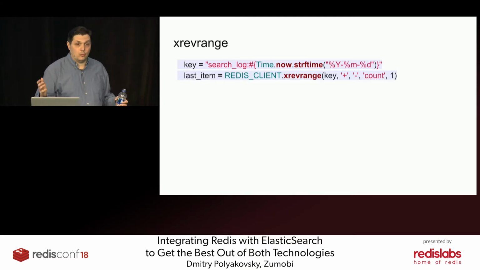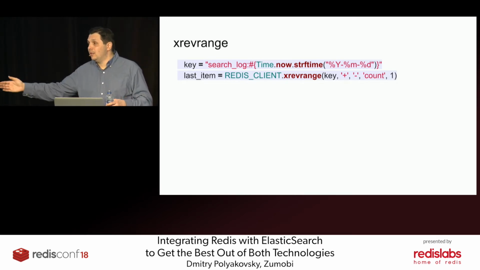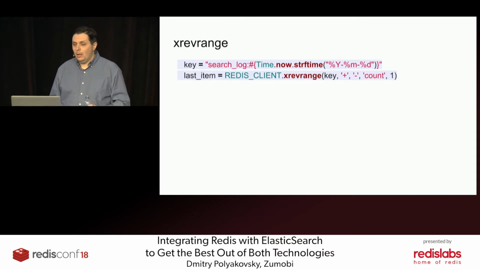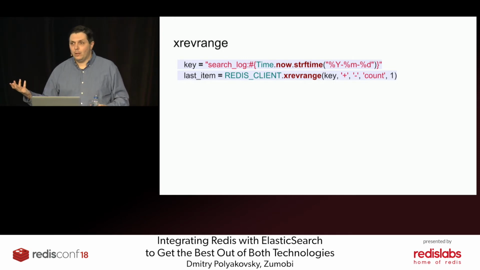Another option is to use the XREVRANGE command, where we're saying give me everything from end to beginning, and we're specifying plus to minus. And we can easily grab the last item in a stream by saying just COUNT 1, or the last 10 items. This way we know the last thing that happened that day.